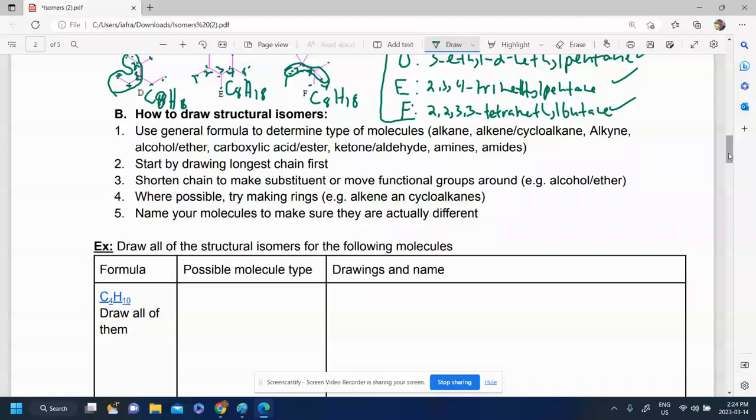In this video, we're going to do some practice problems of drawing structural isomers. So if I give you a general formula, can you draw a variety of structural isomers of that structural formula? So the main steps are listed here.